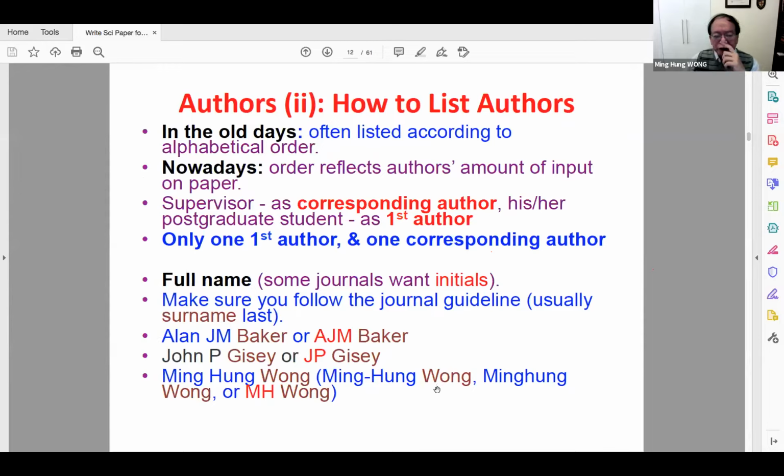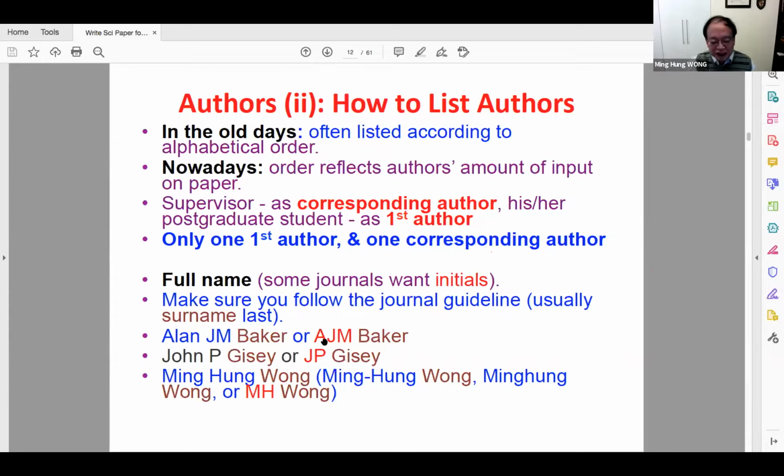Well, how to list authors? We talked about this already, but nowadays we usually put our postgraduate student as the first author, and the supervisor would be listed as the corresponding author. When you list the name, I think it is very important to be consistent. Once you use it, you should use it for your whole life. I have made my mistakes. I used M.H. Wong, Ming Wong, Ming-Hong with a hyphen, and also Ming Hong joined together, and M.H. Wong. I have a lot of problems. So my advice is to think about it and use the same name throughout your entire academic life, okay?